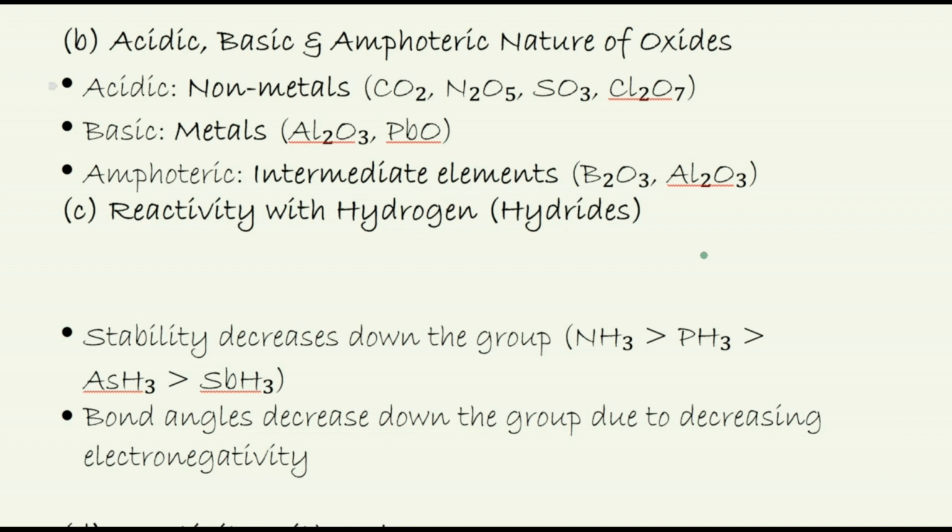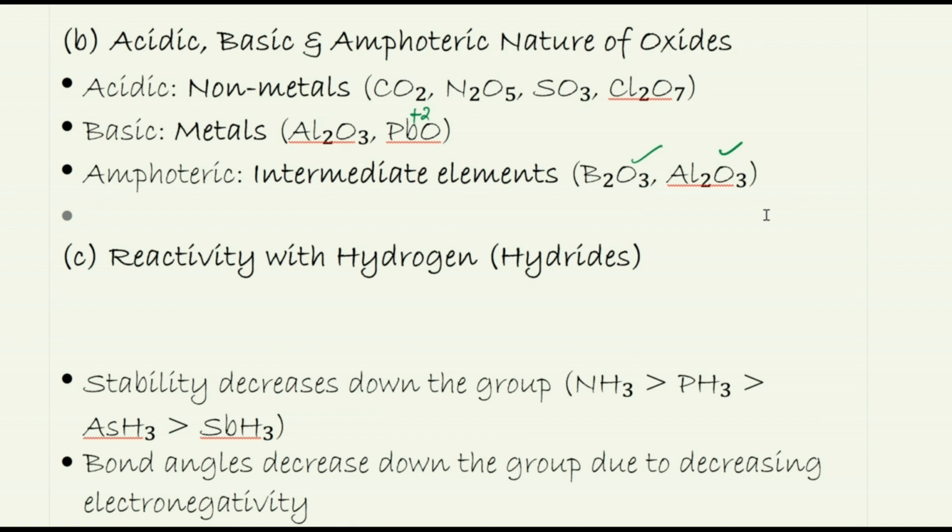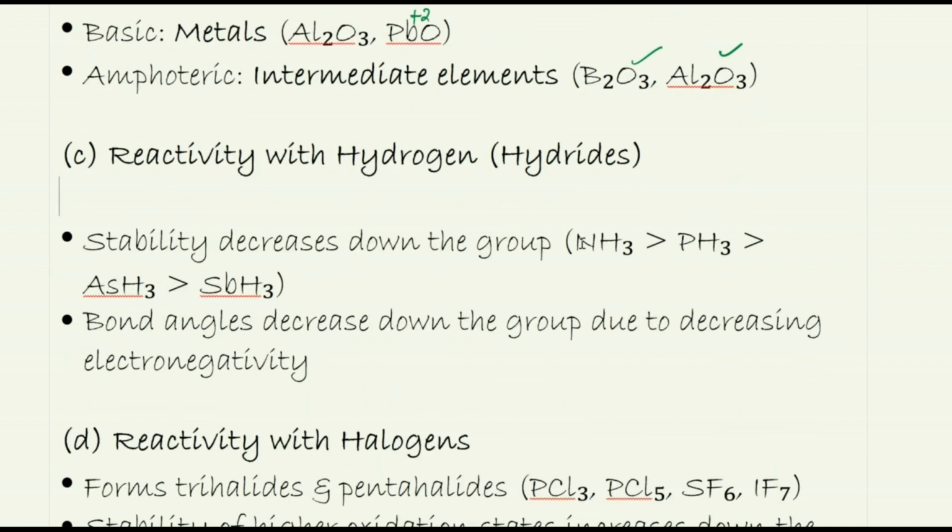So acidic oxides of non-metals like carbon dioxide, nitrogen pentoxide, SO3, Cl2O7 are acidic oxides, and basic oxides are aluminium oxide and lead oxide, where the lead is in the +2 oxidation state. Then amphoteric: they are intermediate elements like B2O3, Al2O3. Both are amphoteric oxides. Let's see the reactivity with hydrogen, that is hydride formation.